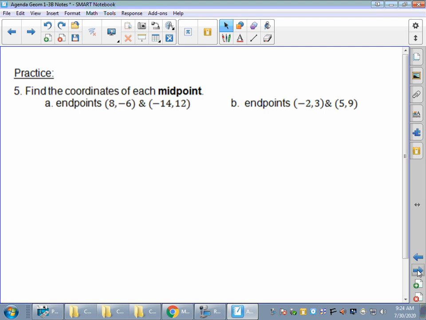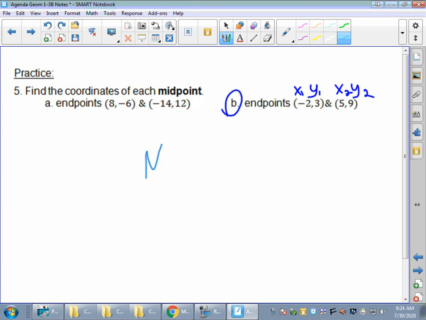Find the coordinates of each midpoint. So let's do B for this one. If my endpoints are at negative 2, 3, and 5, 9, I don't want to graph this. You can if you want to, but I know that if I label these with x's and y's, 1s and 2s, I can do the midpoint formula.